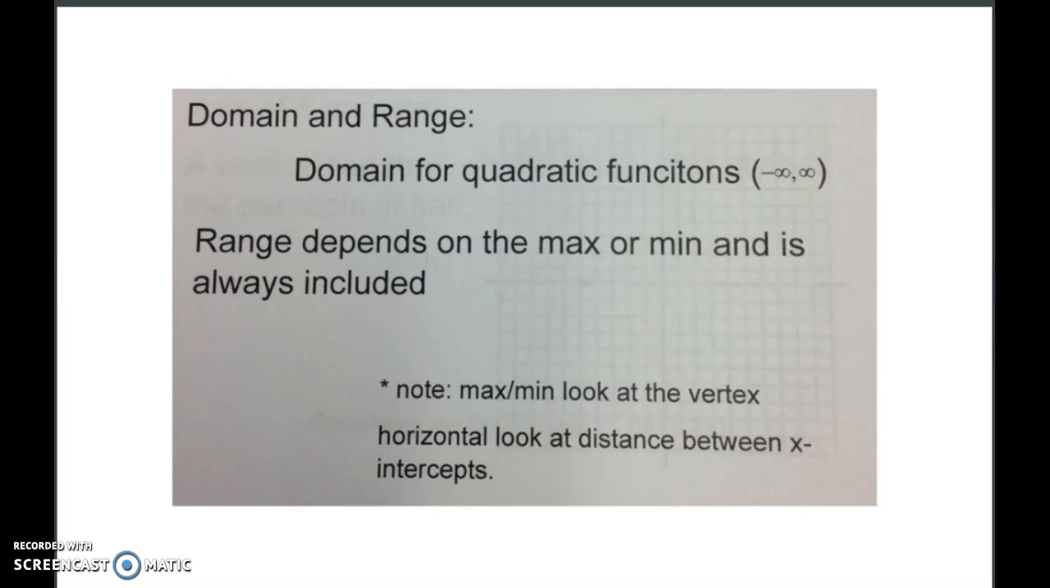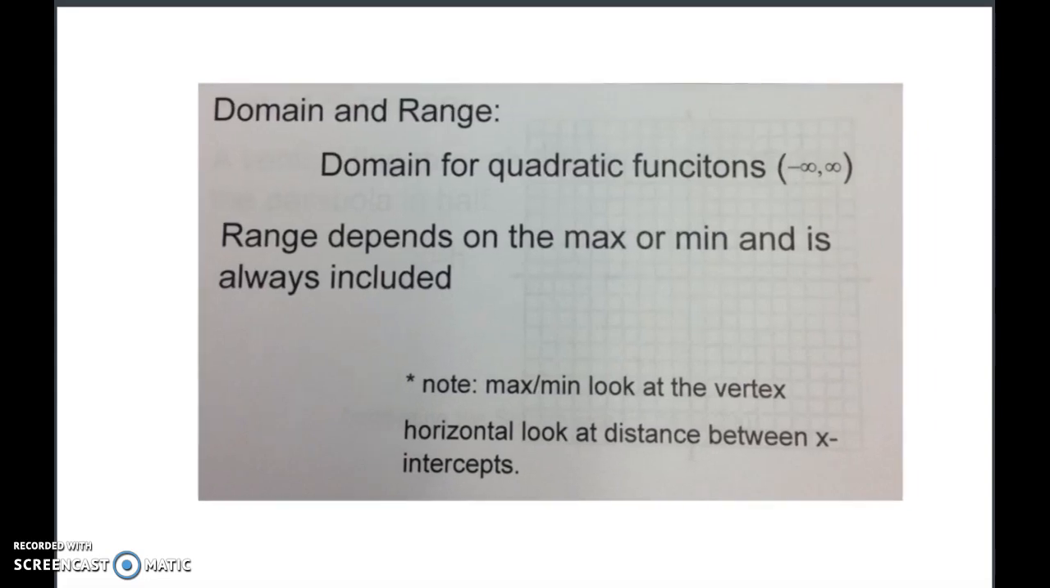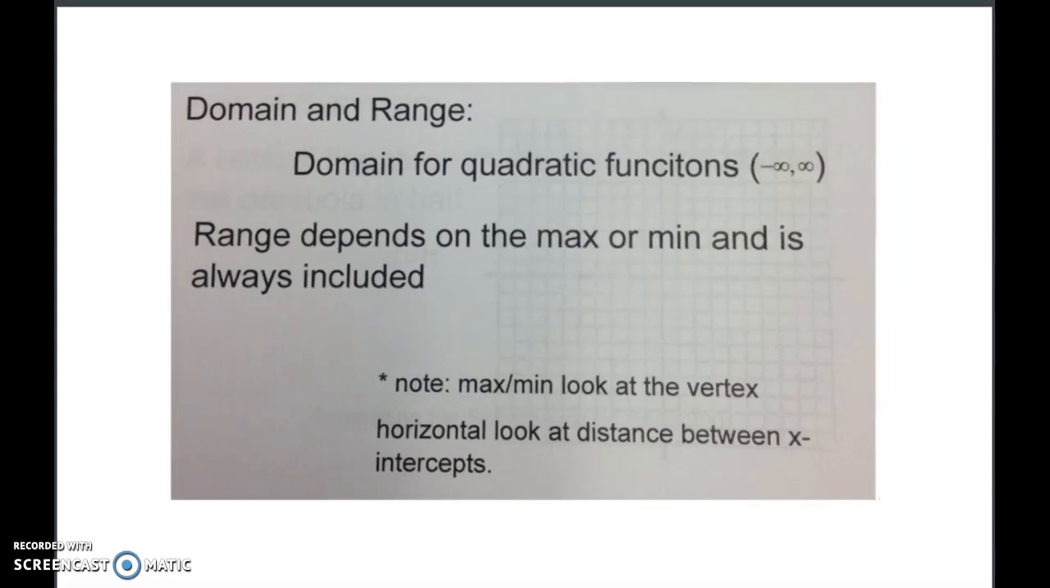So we're going to talk about domain and range for quadratic functions. Domain, again, is what your x's are going to have. So our x is going to be negative infinity to infinity. All real numbers will work for a quadratic. The range is going to depend on your max or min, so your vertex.